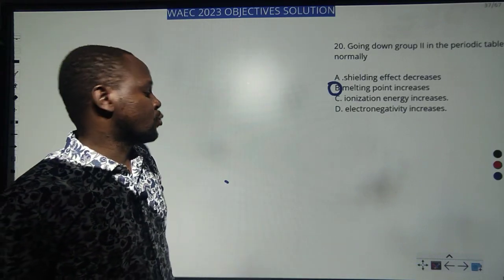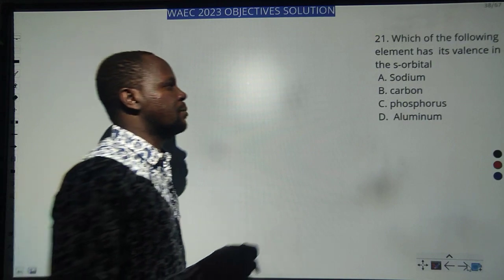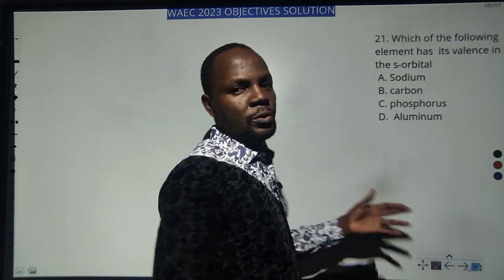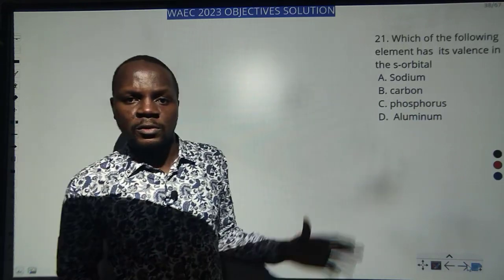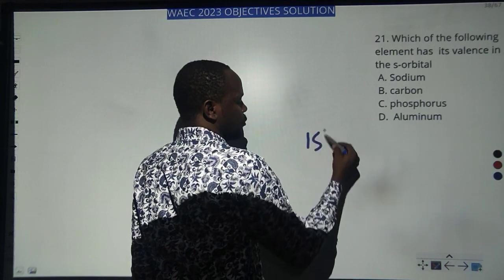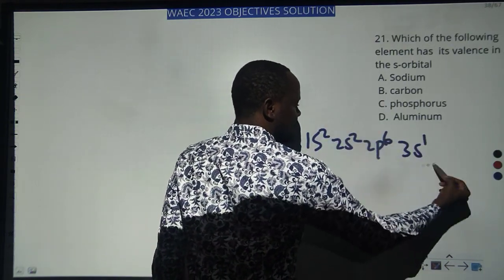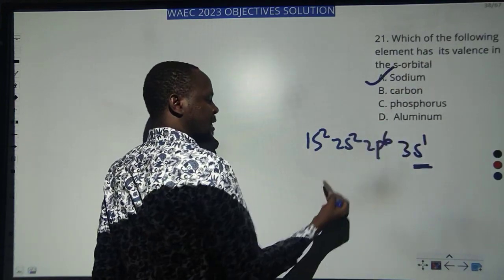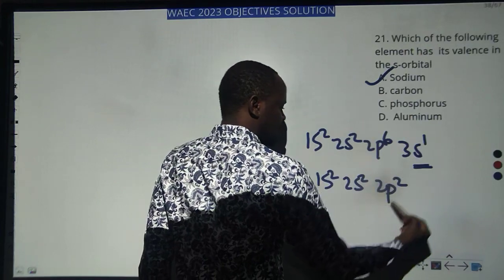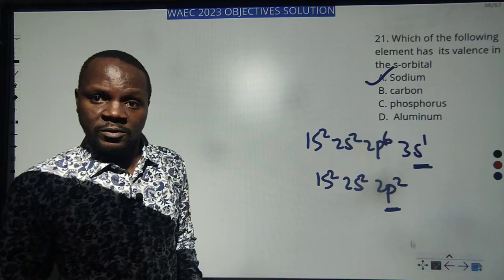So the next question is 21. Which of the following elements has its valence electron in the s orbital? So how do you know these guys? Just write the configuration, but not to waste our time. Sodium is number 11: 1s2, 2s2, 2p6, 3s1. You can see s. That's the answer. If you want to write carbon, carbon is number 6: 1s2, 2s2, 2p2. You can see the electron is at p. If you write others, you are going to see that. Next one, let's save time.